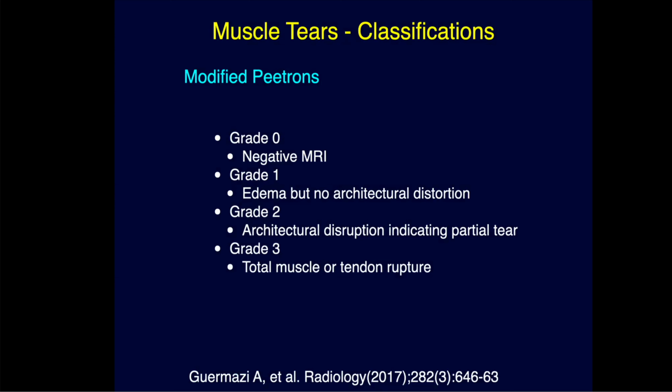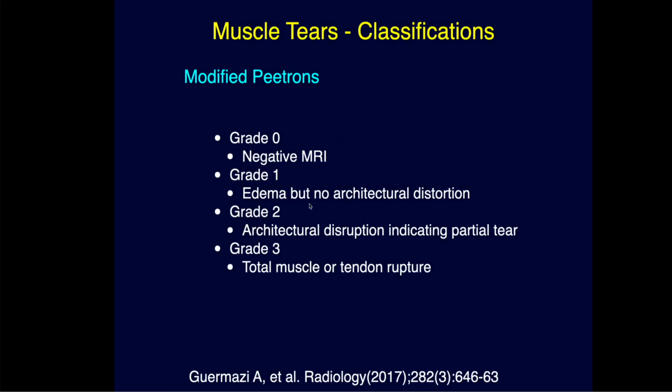Okay, muscle tears. Now, there are a bunch of classifications of muscle tears. The three in this review article from Germasi include the modified Peetrons classification, which is a pretty common classification used in radiology. Grade 0 is where you may have symptoms, but the MRI is negative.